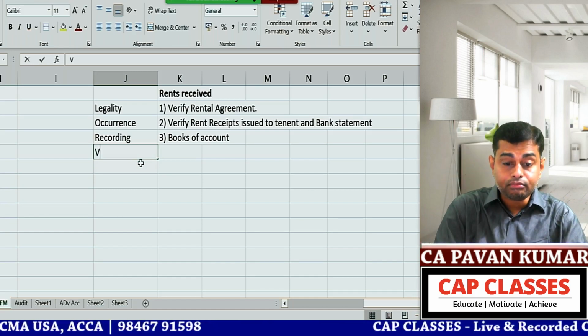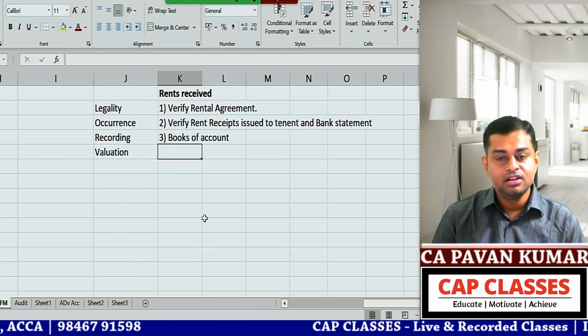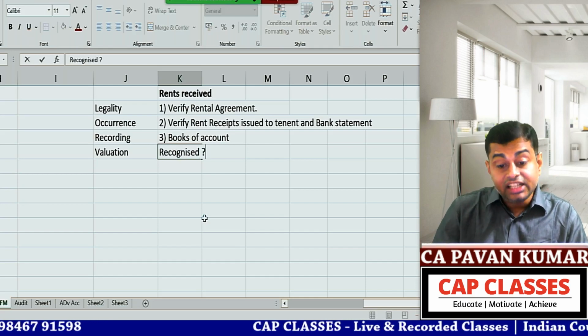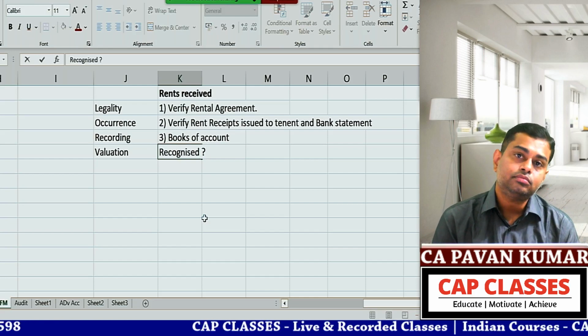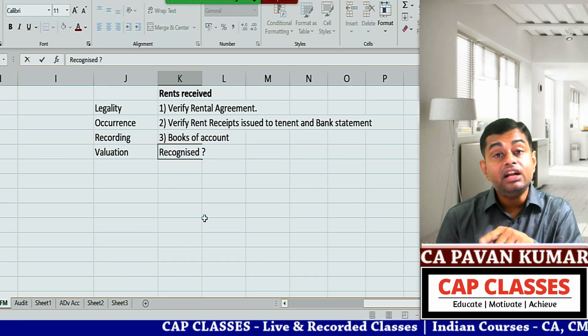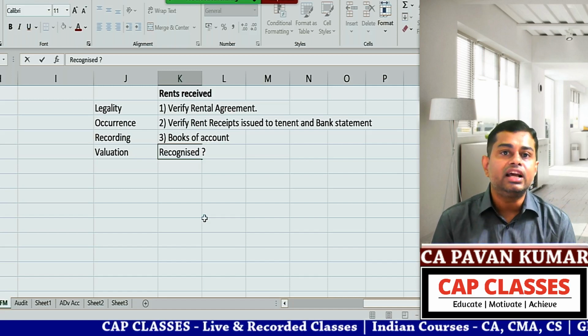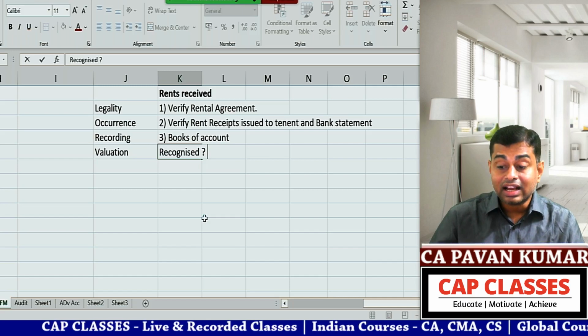I have to ask our friends whether some points are there. Valuation. Valuation means whether the correct amount is recognized. Because if you receive any rental advance, or March month rent is received in April, that should be included. Prepaid rents, outstanding rents, cut-off procedures you need to apply. So whether it is correctly recognized.